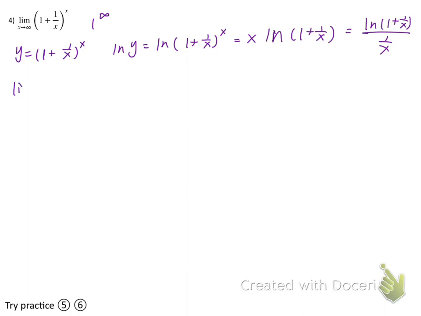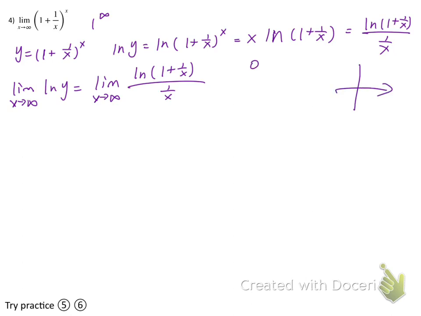Okay, now the limit as x approaches infinity of log y will be the limit as x approaches infinity of this, and I rewrote it this way. Because x goes to infinity, 1 over x goes to 0, log 1, and log 1 is 0. And on the other hand, as x approaches infinity, 1 over x goes to 0. I have 0 over 0.